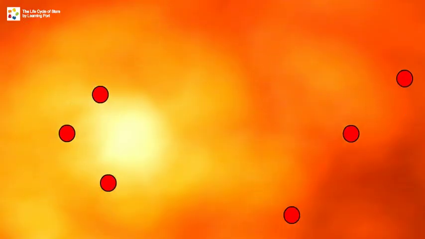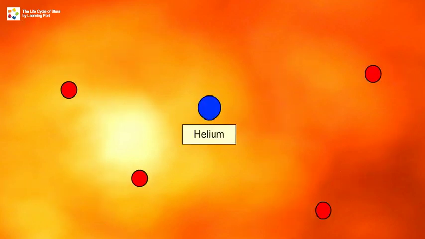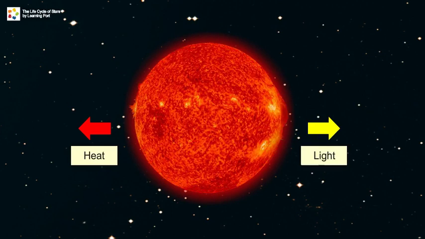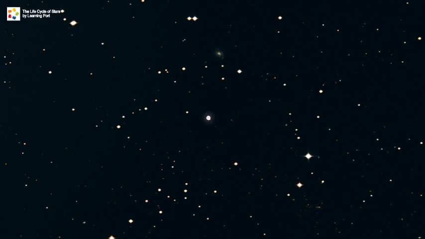The nuclear reaction inside the core converts hydrogen to helium while releasing a huge amount of heat and light during the process. At this point, the protostar begins to shine and a new star is formed.